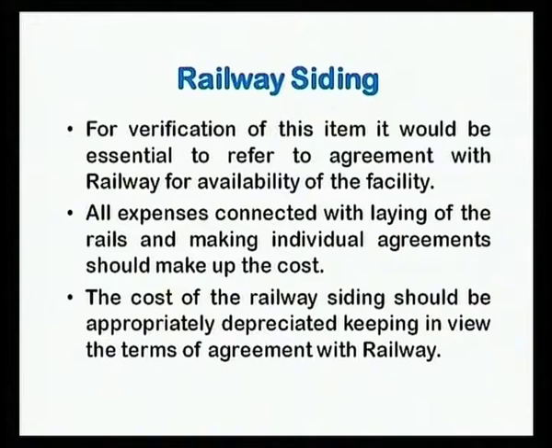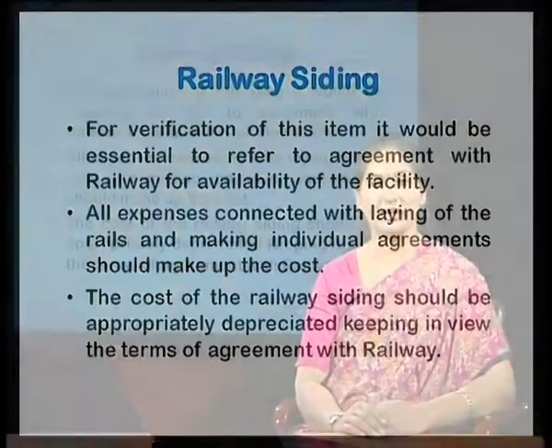The next one is the railway siding. For verification of this item, it would be essential to refer to the agreement with the railway for availability of the facility. All expenses connected with laying of the rails and making individual agreements should make up the cost. The cost of the railway siding should be appropriately depreciated, keeping in view the terms of the agreement with the railway.